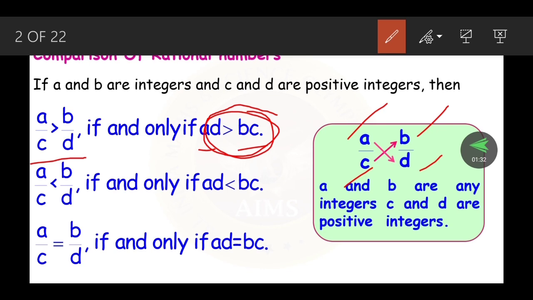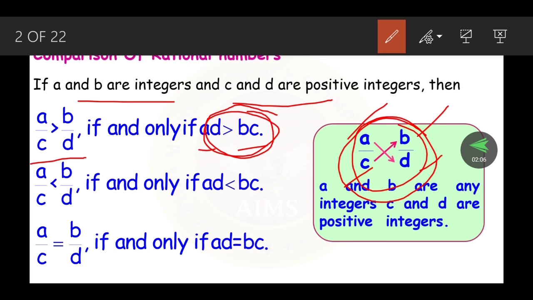So in method 2, what are we doing? Whatever fractions we have, we cross multiply them. But here a condition is applicable: a and b should be integers and c and d should be positive integers. Why c and d positive integers? Because c and d are in the denominator part. So this is applicable for positive denominators.